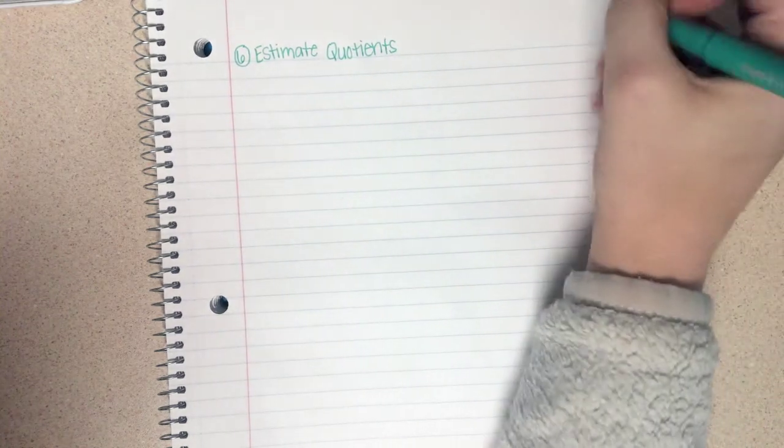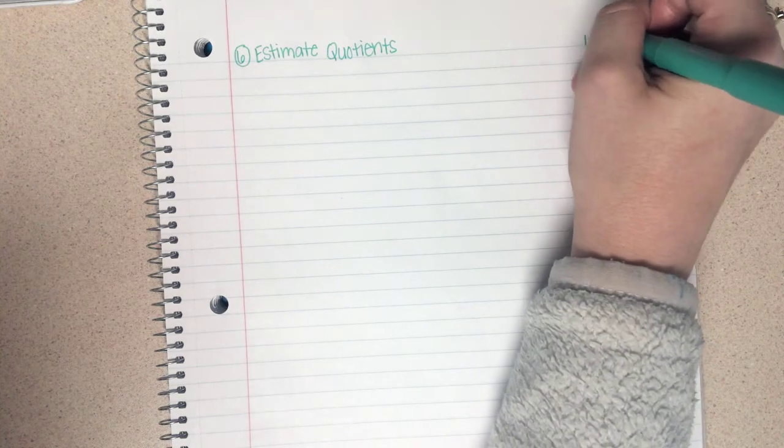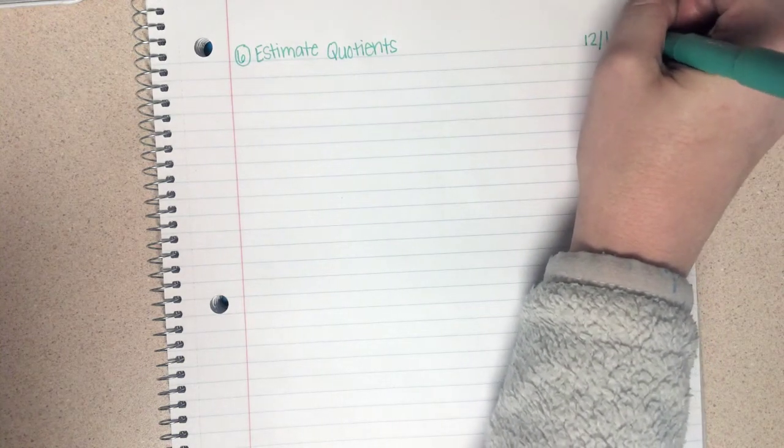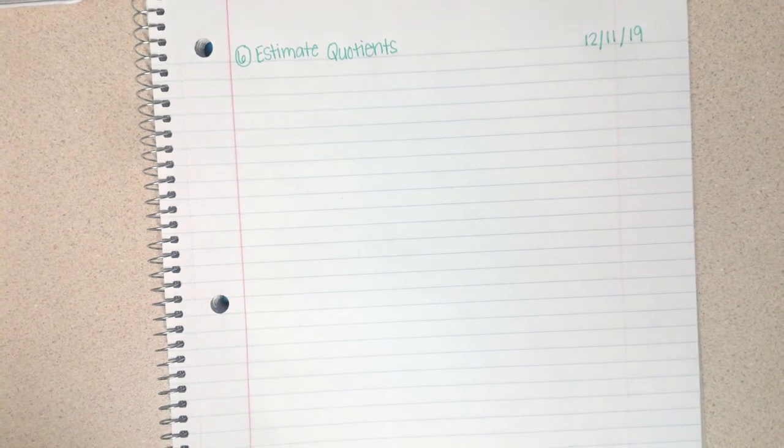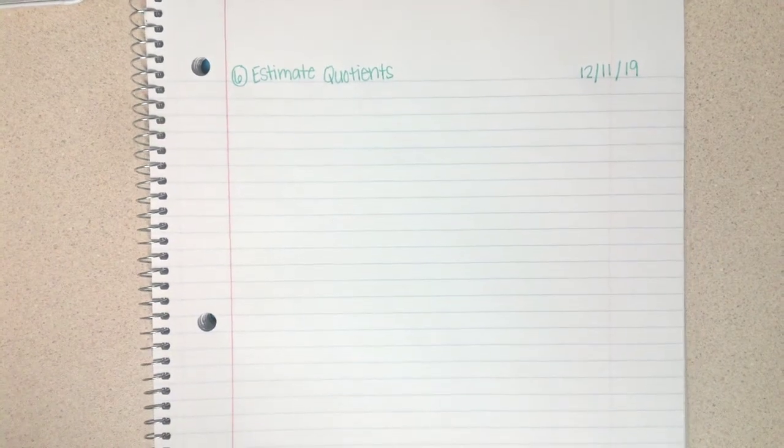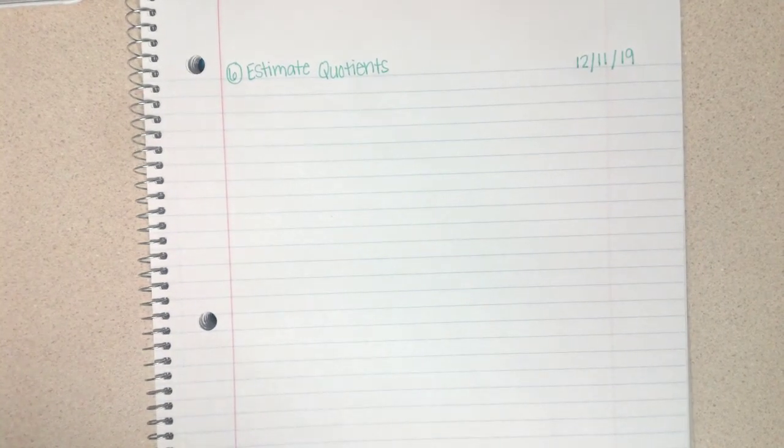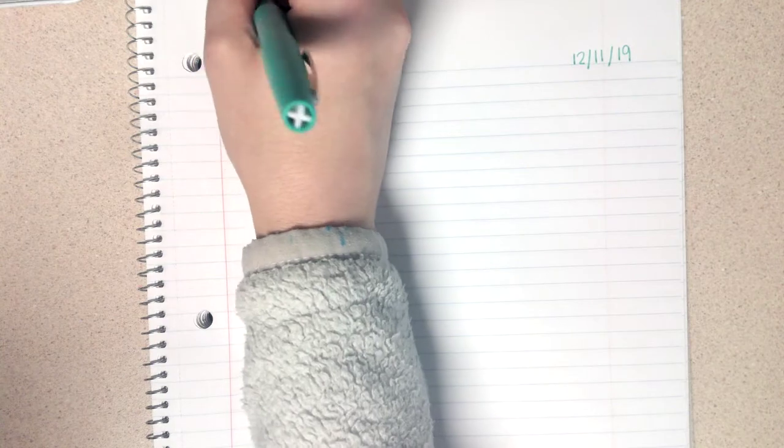And remember that it is 12, 11, 19. If you would like, you can sure put your name on it, but you do not have to. Because once you staple all these notes together, I will know, hopefully, if you put your name on the front, whose notes they are. Okay?